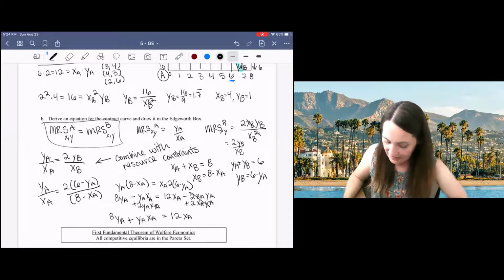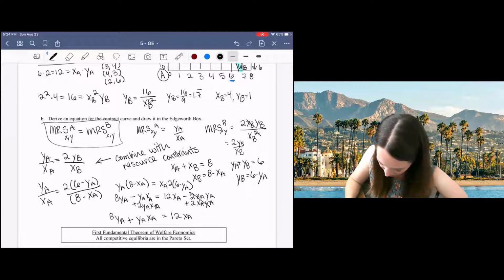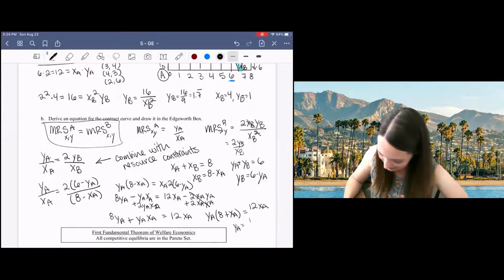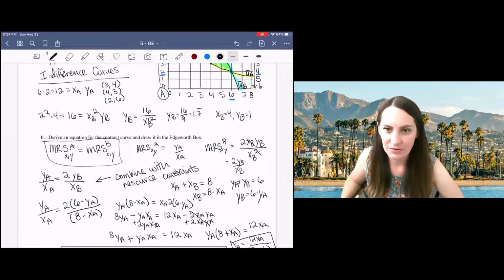12XA. Now again, I'm trying to gather my YAs together. So I have YA times 8 plus XA equals 12XA. And now I'm finally ready to divide. I've got YA equals 12XA over 8 plus XA. And that is the equation for my contract curve that I could plot within the Edgeworth box.